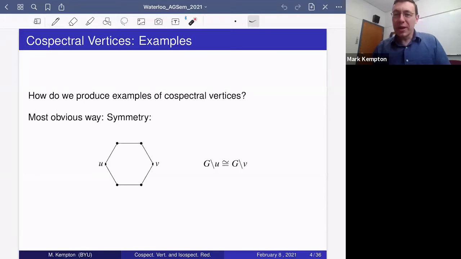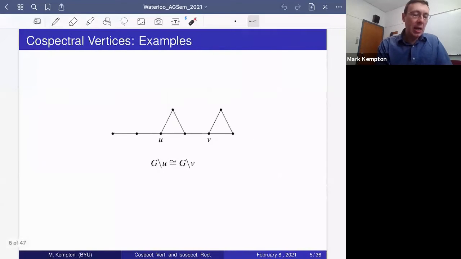The most obvious way that you can have cospectral vertices is with symmetry. If I have an automorphism that maps U to V, then U and V are indistinguishable. If I delete U, I get a graph. If I delete V, I get the same graph. So G minus U and G minus V are actually isomorphic graphs. So of course they will be cospectral graphs as well, with the same spectrum. Symmetry is the most obvious way you could produce a pair of cospectral vertices.